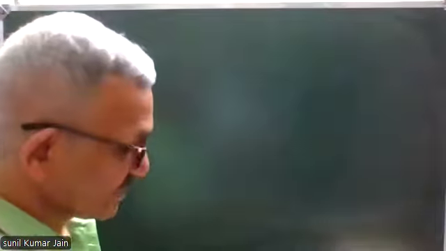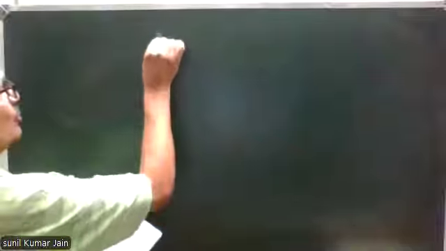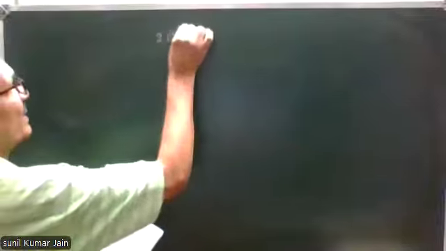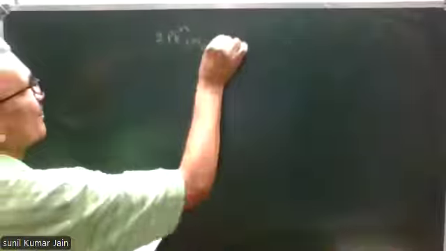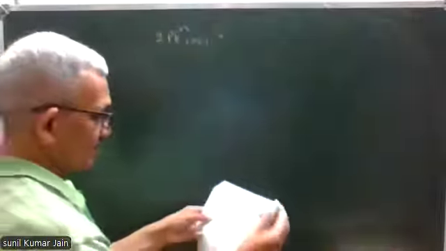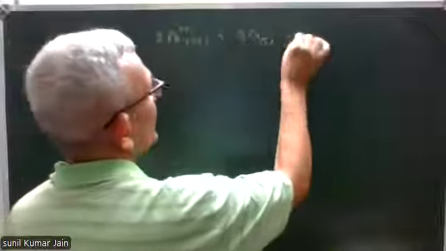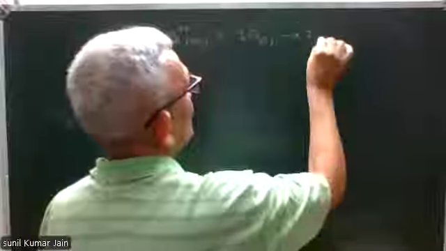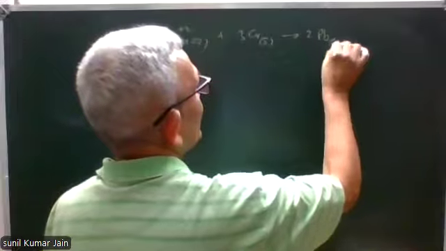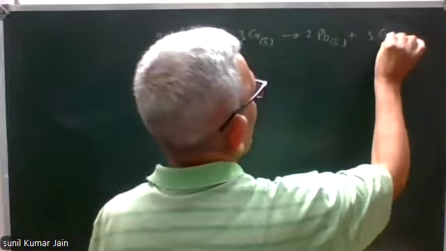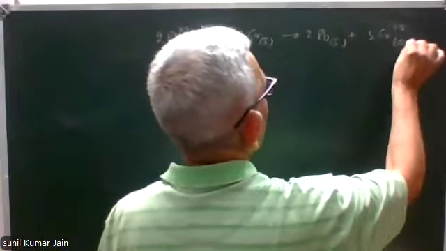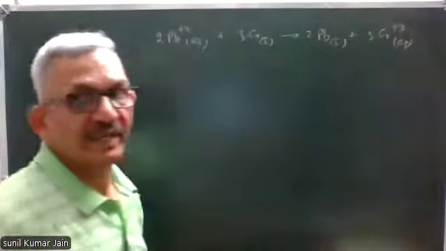First, let me write the equation. 2 lead ions aqueous plus 3 chromium solid gives 2 lead solid plus 3 chromium ions aqueous.